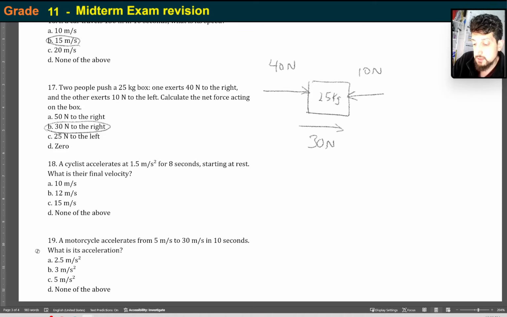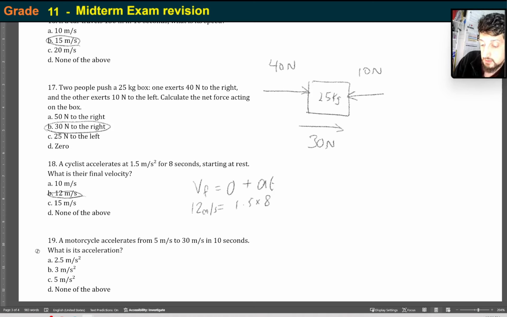A cyclist accelerates 1.5 meters per second squared for 8 seconds, starting from rest. So that's going to be 1.5 times 8 plus 0, so 12 meters per second. Okay. Vf equals vi plus at, but vi is 0. So 0 plus at, which is 1.5 times 8, and that just equals 12 meters per second.